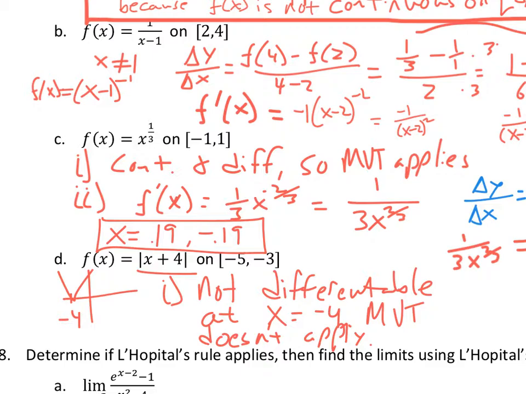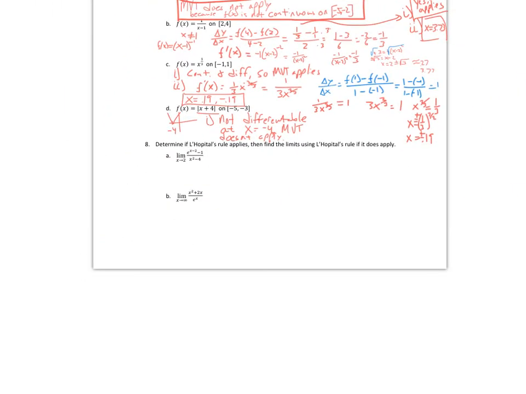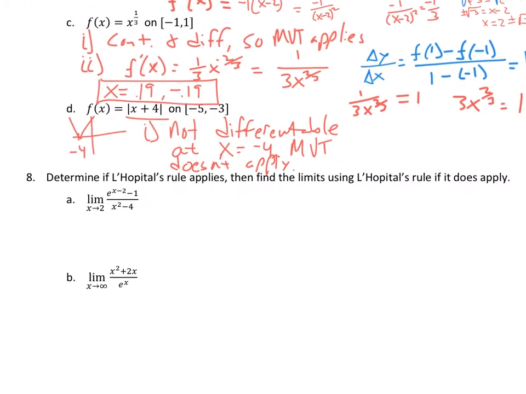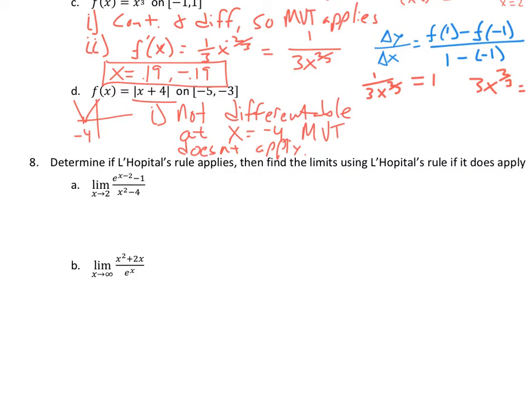Let's turn our attention to some L'Hopital's rule here. Remember with L'Hopital's rule that it has to be equal to 0 over 0 or infinity over infinity. So when we plug in 2 here, plug in 2, and we get e to the 2 minus 2, which is 1 minus 1, which is 0. And the bottom goes to 0, so this is going to 0 over 0.